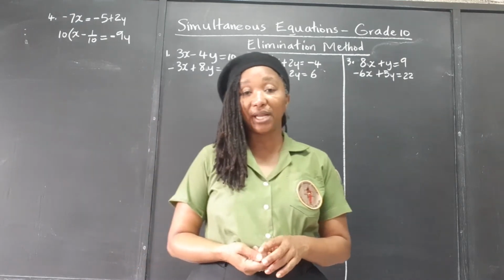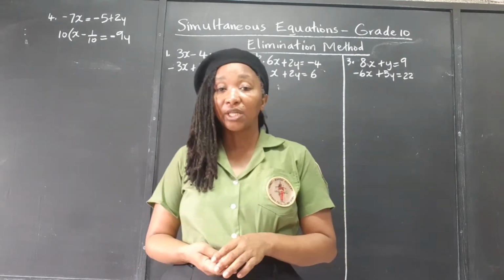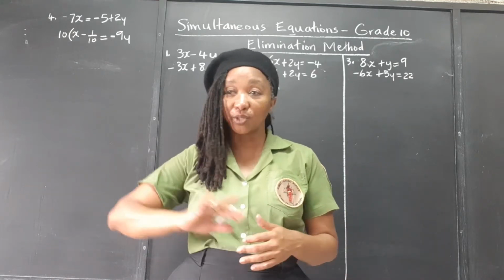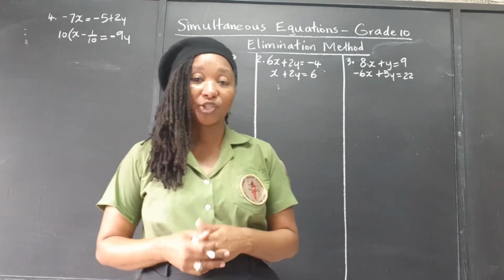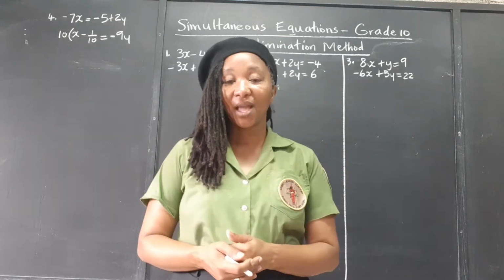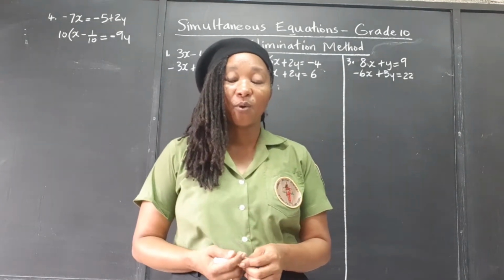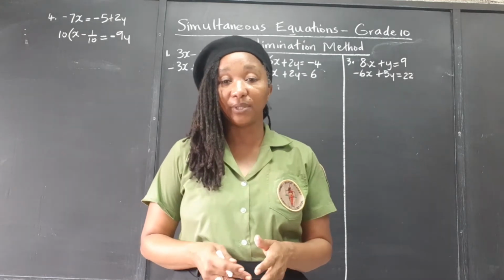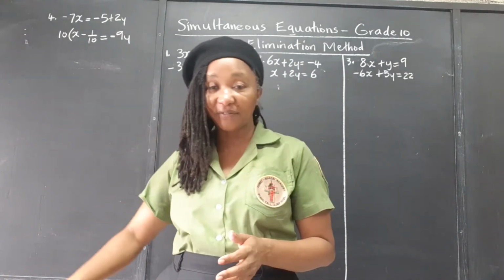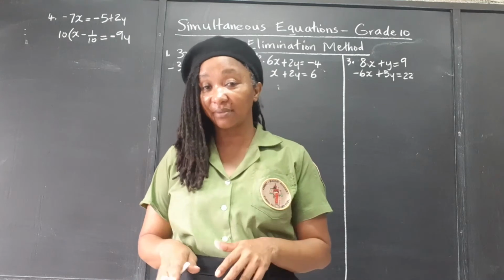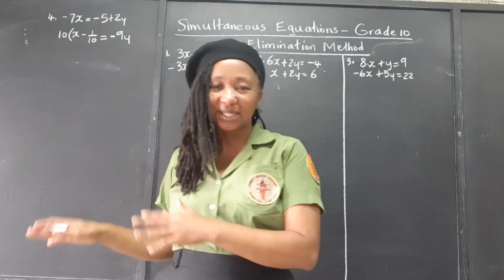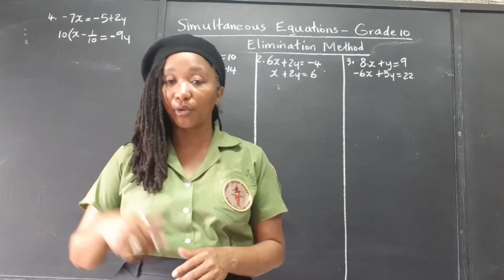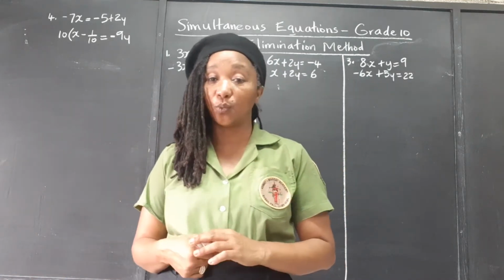Now, what does the word elimination mean? To eliminate something means to get rid of it or to put it aside, right? To get it out of the way. So in this method, we're actually going to isolate one of the two variables. We're going to get rid of it for the time being, really just put it to the side while we solve the other variable, and then we're going to bring it back and solve that one as well.